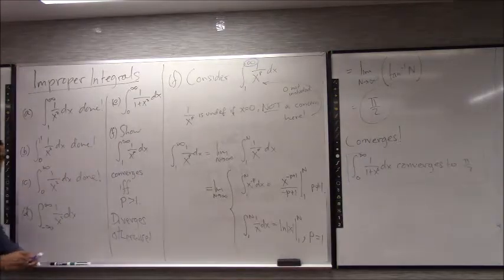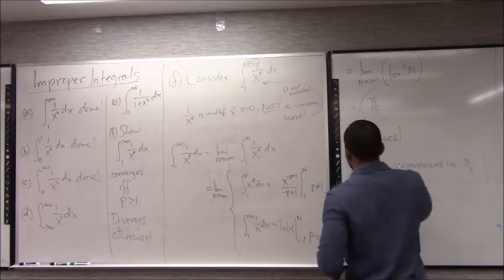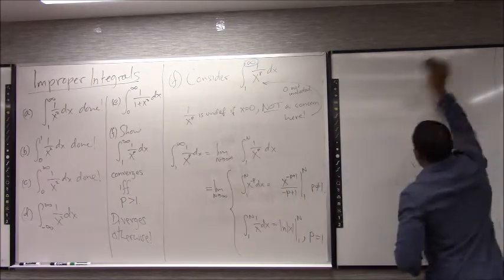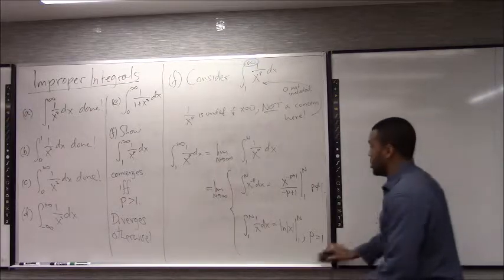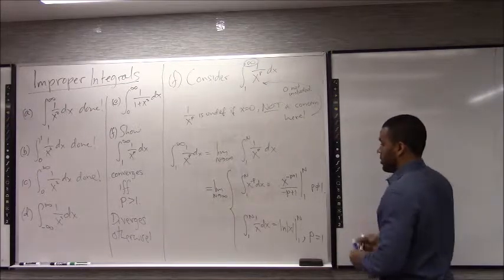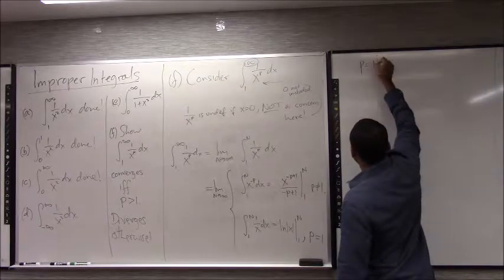So there are two slight issues to worry about here. p equals 1 was a kind of weird point because the power rule doesn't work for n equals minus 1. So let's deal with these slowly. Let's do the p equals 1 case.